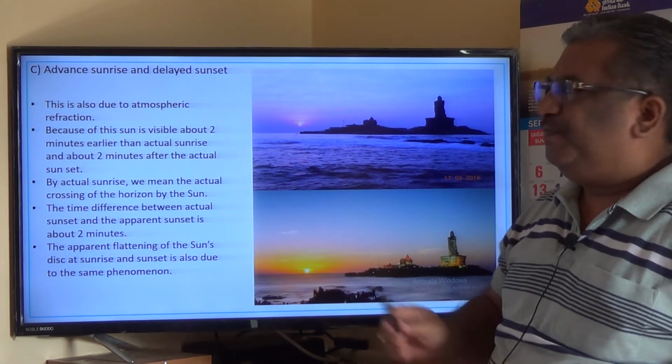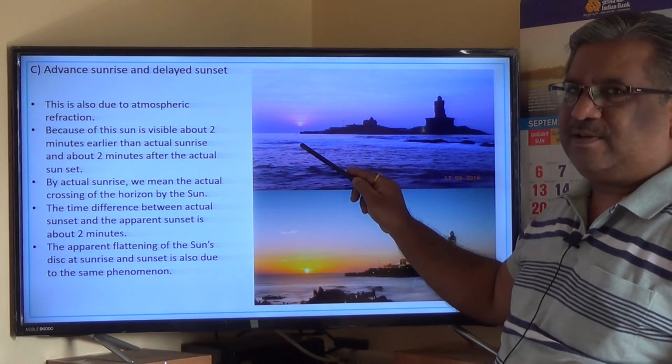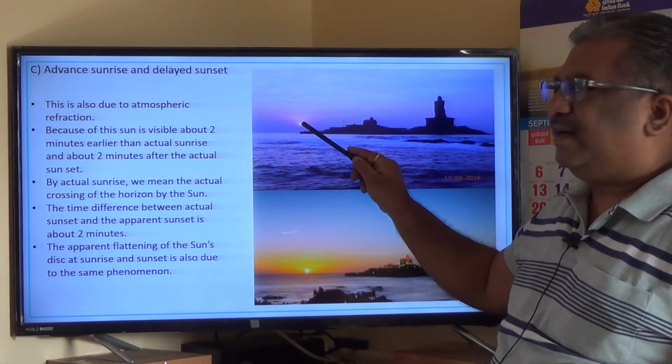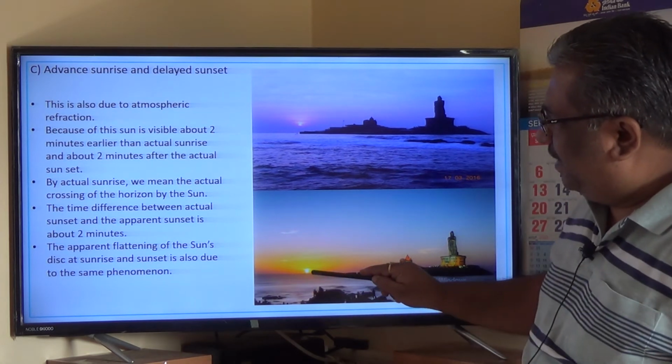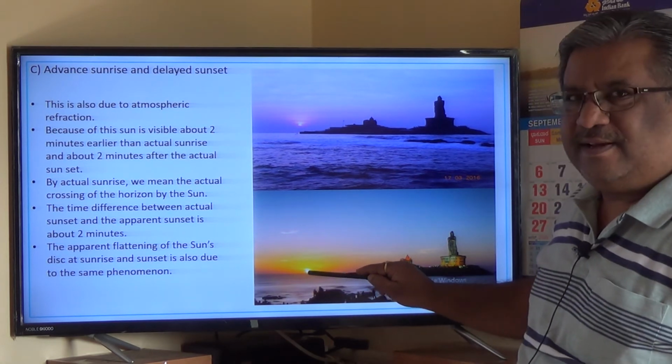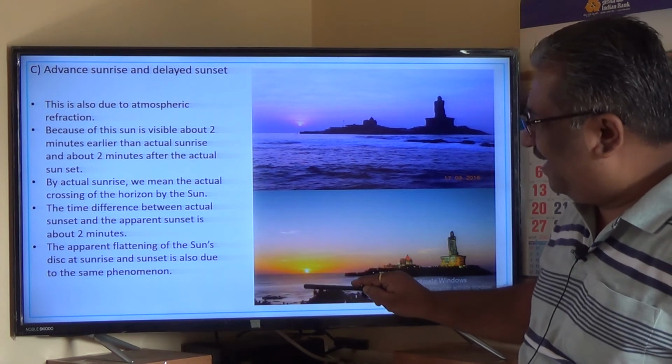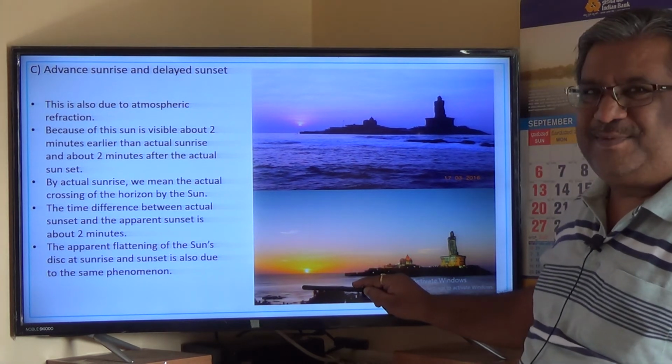Whereas the sun is below here, it has not yet crossed, and therefore there is advanced sunrise. Here the sun is setting, isn't it? But already the sun has set. The sun is here in this position.